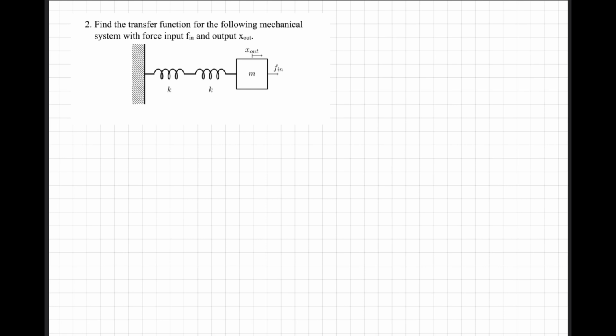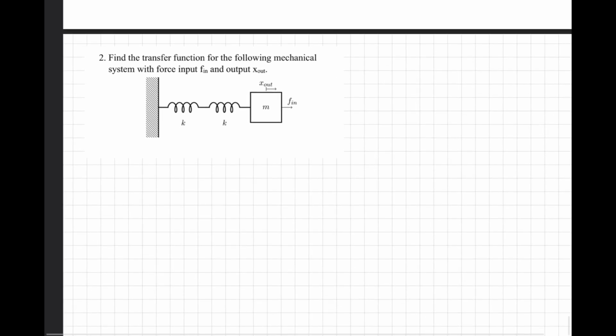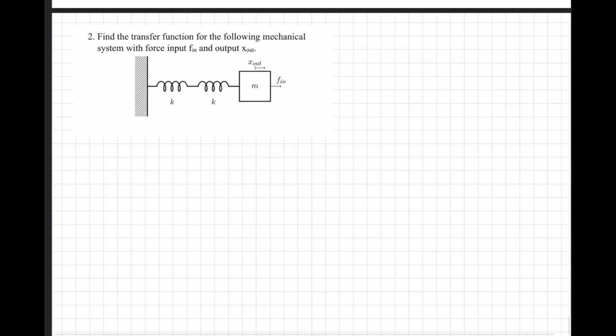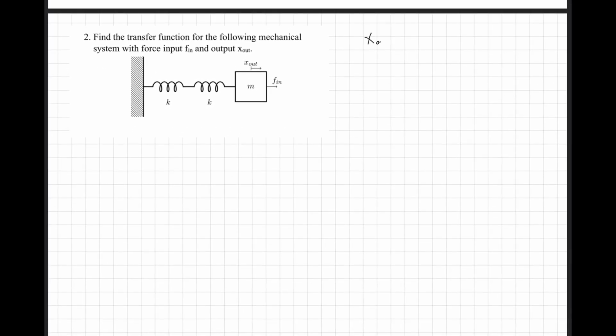In the following video, let's ask the question: find the transfer function of the following mechanical system with a force input Fn and an output X out. So the transfer function is going to be in the form X out of S over Fn of S. That's the transfer function we want. So let's go ahead and transfer this into a circuit diagram.